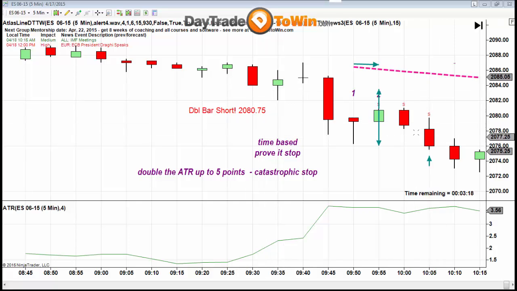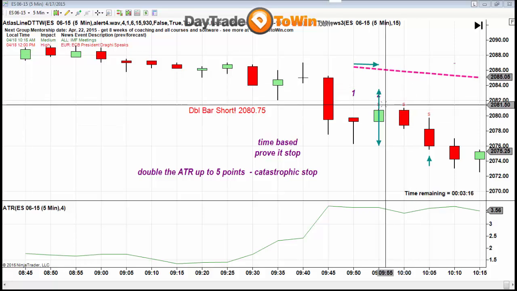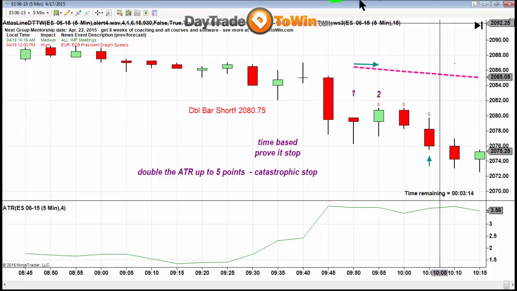Prove it stop is a close on the opposite side of the Atlas line. So if the market closes on the opposite side of the Atlas line after you enter, that's a prove it stop.